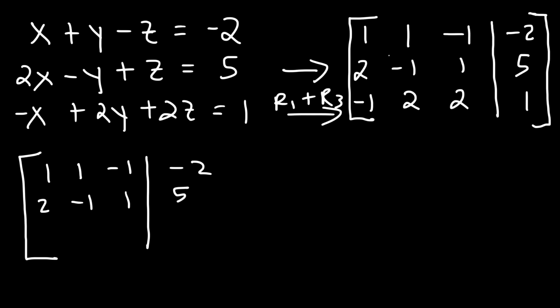Now, row 1 plus row 3. So for column 1, it's going to be 1 plus negative 1. And so that's going to be 0. And then it's 1 plus 2, which is 3. And then it's negative 1 plus 2, which is 1. And then it's going to be negative 2 plus 1, which is negative 1.